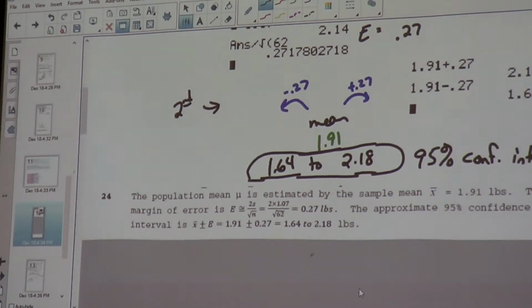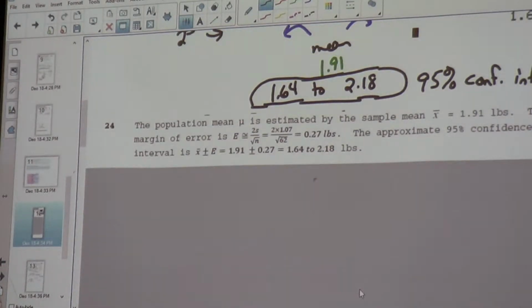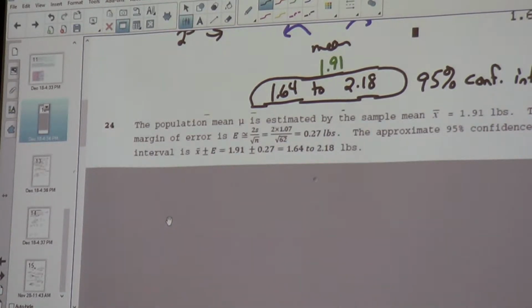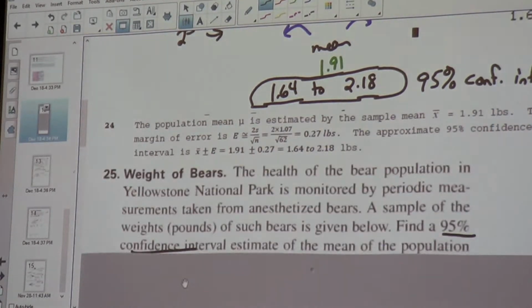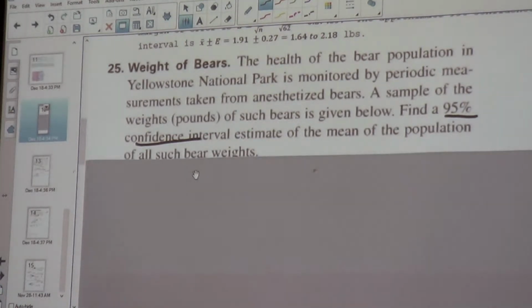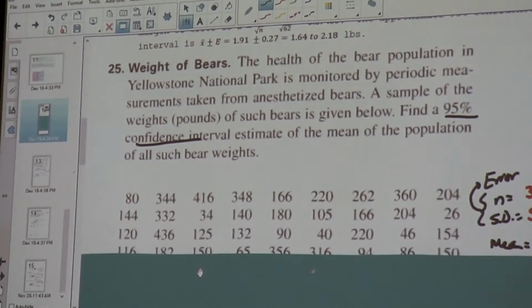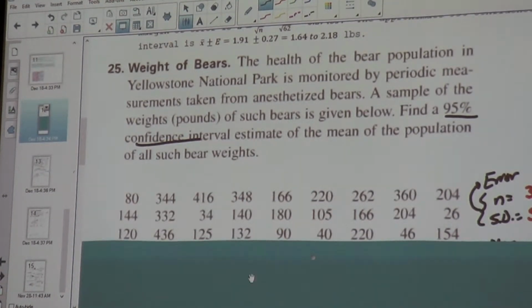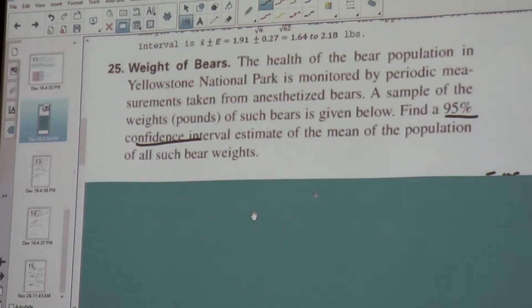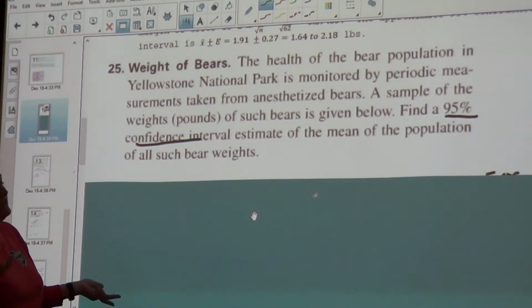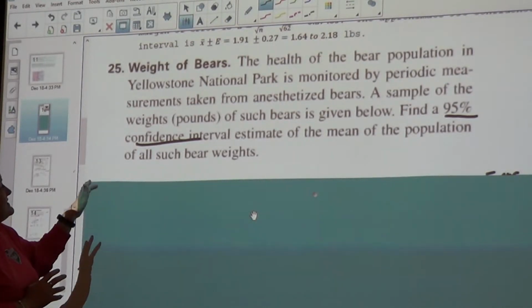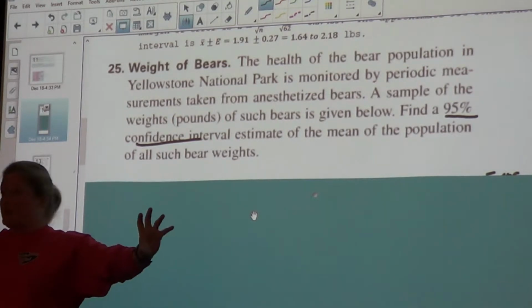Cool? Now, this next problem, I could probably give you an exam on this one problem. Love, love, love this next problem. It says the health of a bear is monitored by measuring bears that are being put to sleep, because you don't just ask them how much they weigh. A sample of the bears is given below. Find the confidence interval.